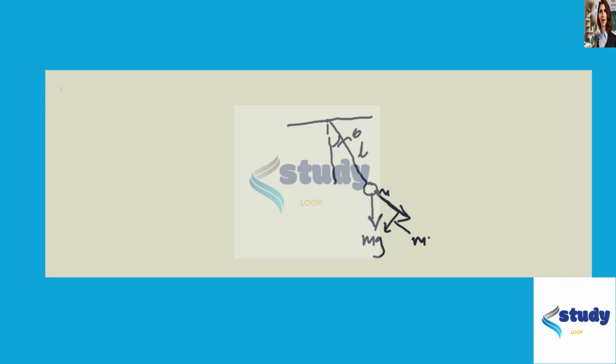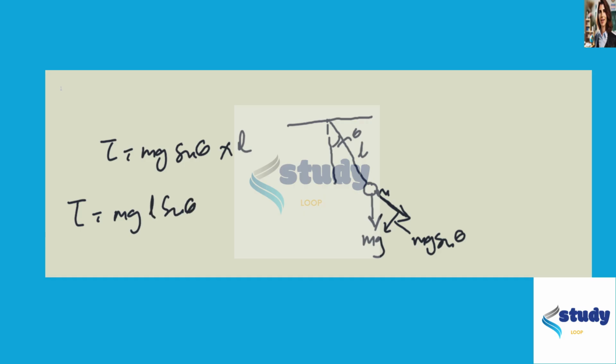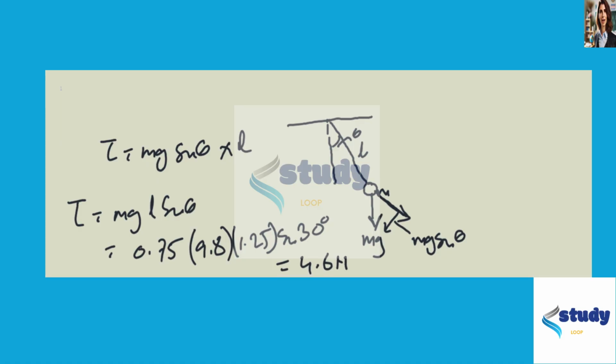The vertical component we have is mg sine theta. So the torque, tau, will be mg sine theta times the force. This is the force times L, the length of the rod. So substituting the values, mgL sine theta, we have 0.75 times 9.8 times 1.25 times sine 30. This gives us a torque of 4.6 Newton meters.